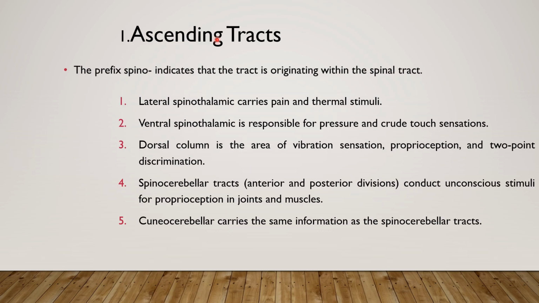Then about ascending tracts. The ascending tracts start with the prefix spino. It means the tract is originating within the spinal cord. The ascending tracts are the lateral spinothalamic tract, which means it originates from the lateral funiculus of the spinal cord, ventral spinothalamic, dorsal column, spinocerebellar, and cuneocerebellar.